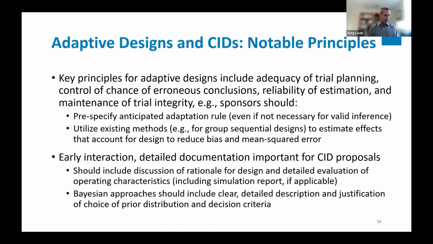And then in terms of CID proposals, the interacting guidance from FDA really emphasizes the importance of early interaction, detailed documentation and careful thinking. And this includes having a discussion of the rationale for the design, a detailed evaluation of operating characteristics, including a simulation report if applicable. And when there are Bayesian approaches being proposed, really having a clear, detailed description and justification of the choice of prior distribution and decision criteria. And we anticipate providing much more detailed guidance on Bayesian approaches, as I mentioned, next year. Next slide.